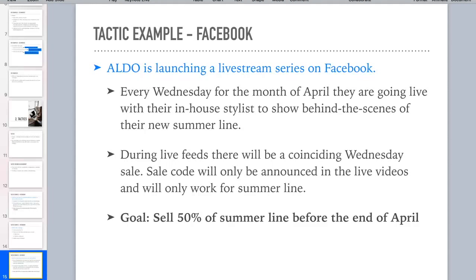Once again, the specific tactic is this live stream series where we've attached the metrics as click-through to the website, and the use of the sale code, so the conversion rate, is also a metric we're measuring through the platform Facebook.